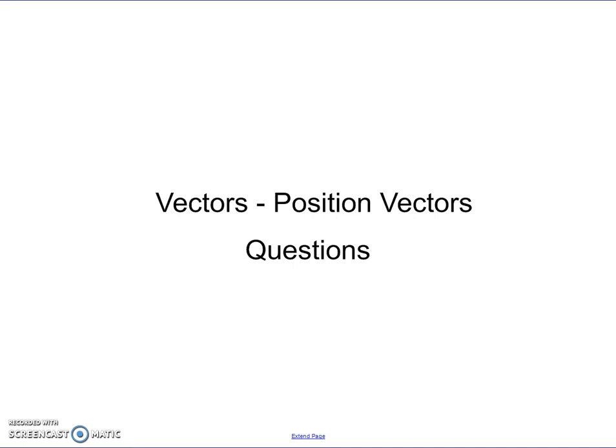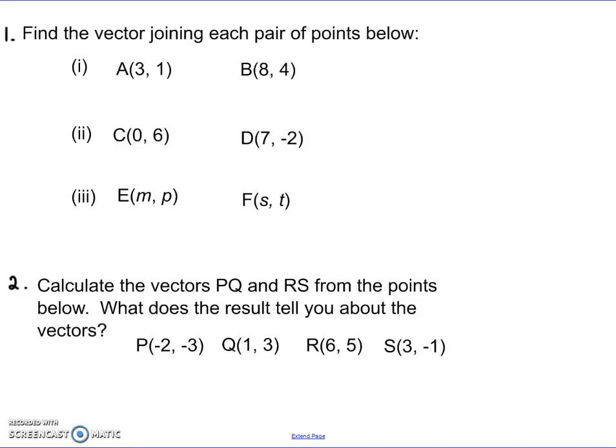Here you go. The first thing I want you to do is find the position vector joining each pair of points listed below. So the points A and B, the points C, D, and then the points E and F. And then the second one I want you to do is calculate two position vectors, PQ and RS, using these points here, and then tell me what the result tells you about the vectors. So, pause the video and have a crack.